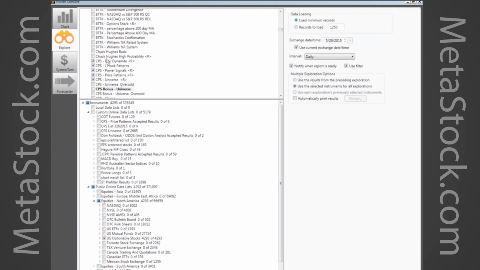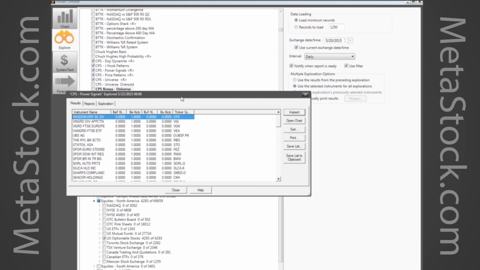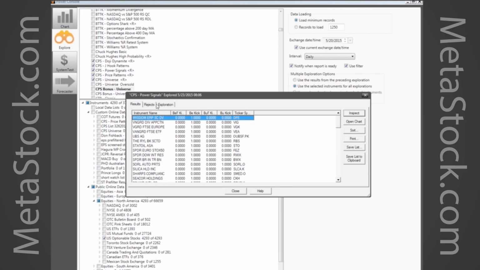When it comes back, what you're going to get is a report, and that report just lists the patterns that were available. Where is my report? Oh, it's right over here. This one is the report for the power signals. You've got your bearish flutter kick, your bullish header kick, and it's just a list.